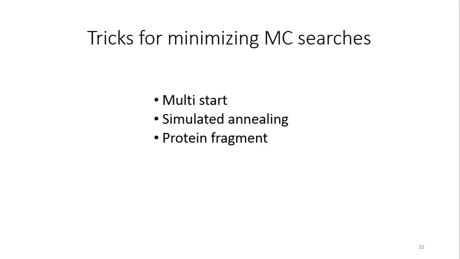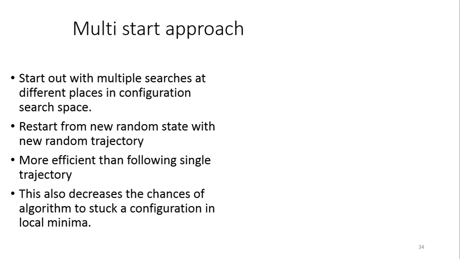The three tricks that are known to minimize the Monte Carlo searches are multi-starting, simulated annealing, and using protein fragments. So let's discuss how these tricks will help us minimize the number of Monte Carlo searches. To begin with, the very first approach usually implemented in minimizing the Monte Carlo search steps is called the multi-start approach.